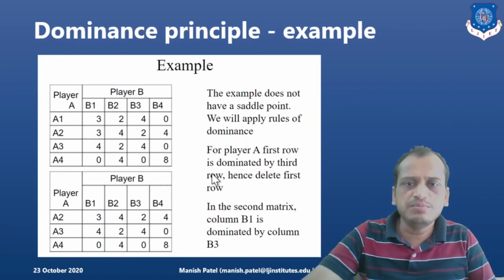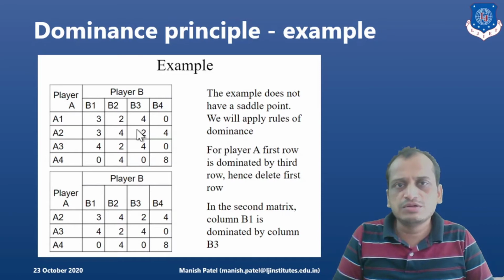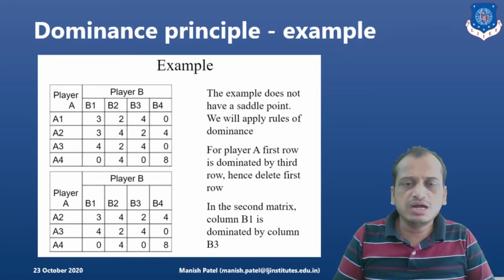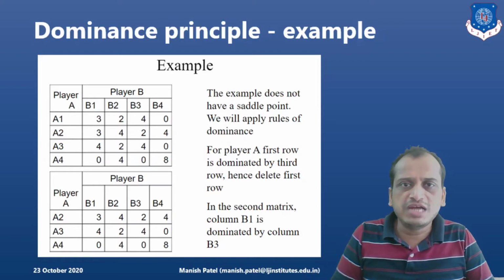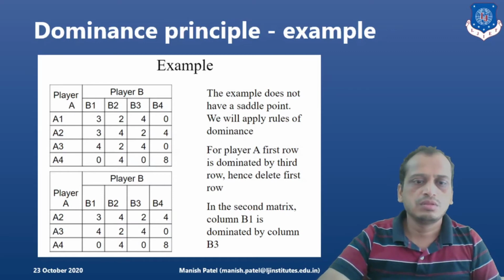So here is an example. A 4 cross 4 matrix is given. We have to reduce the matrix to 2 cross 2 with the help of dominance principle. So let's start with the finding of the saddle point. If you see here, there is no saddle point, right? So we will try scanning the rows.